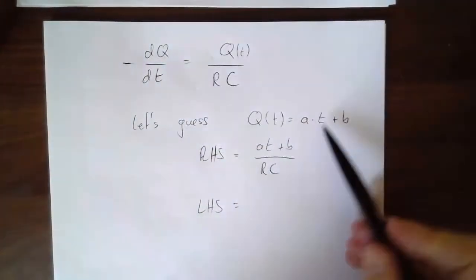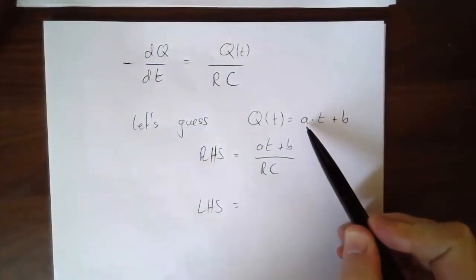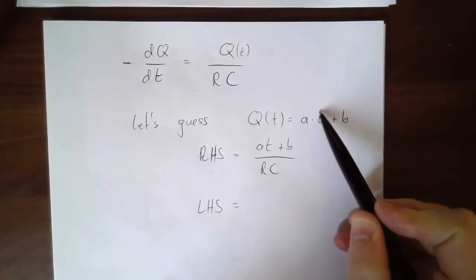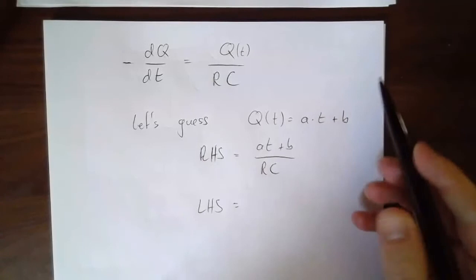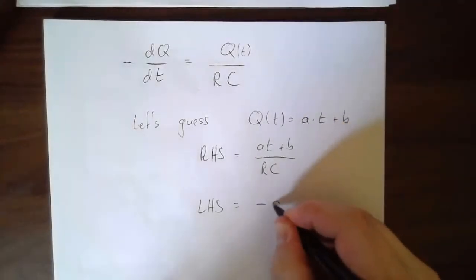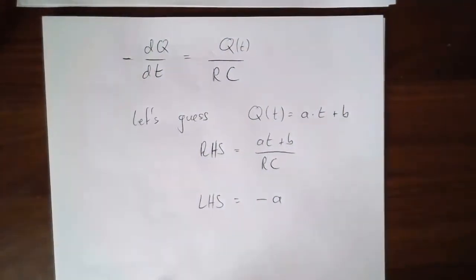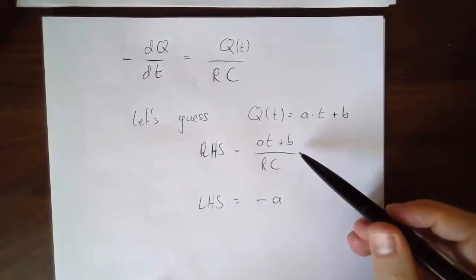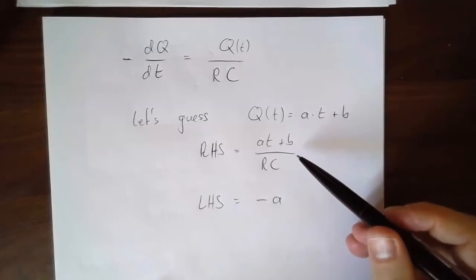Well, I need a time derivative. The time derivative of this is just going to be A, right? Because this is a constant. Time derivative, t just becomes nothing. So I'm going to get minus A. Okay, is the left-hand side equal to the right-hand side? No.